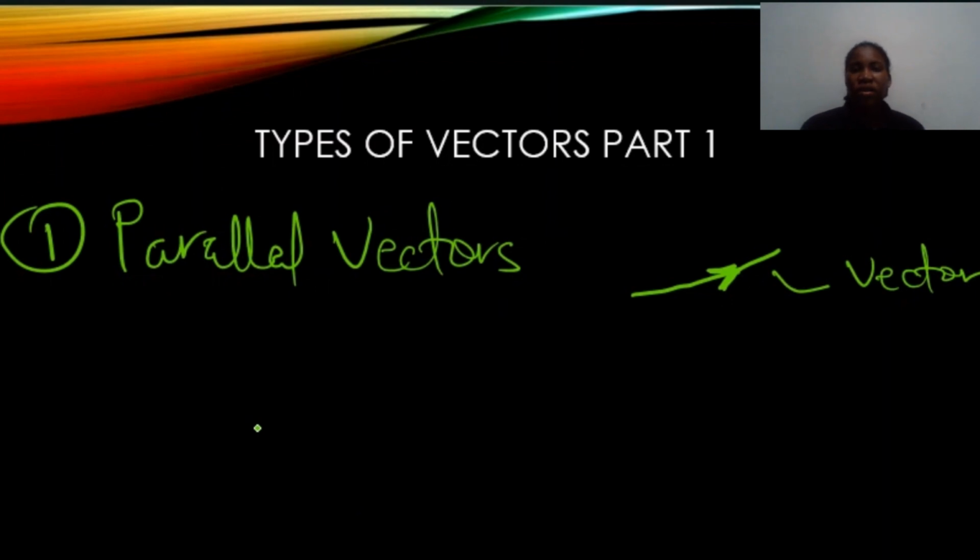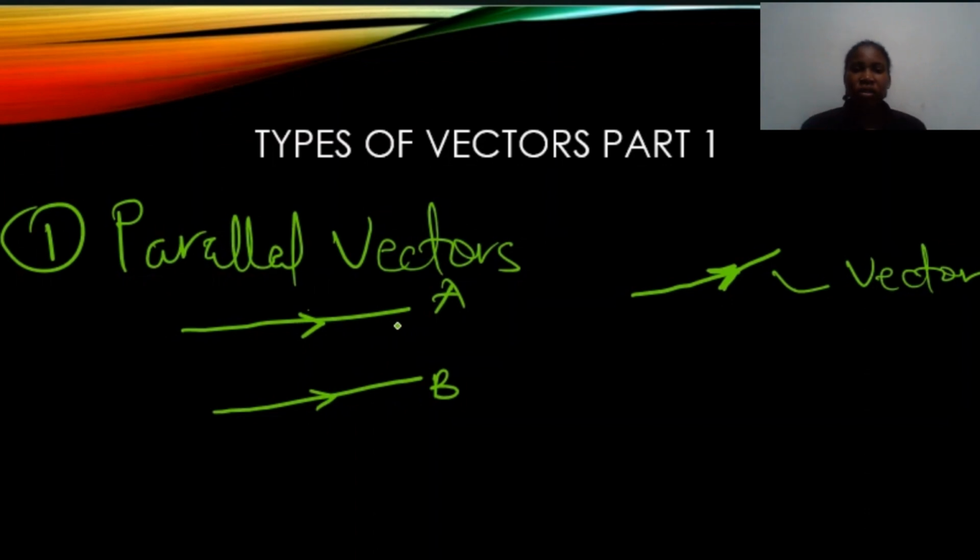Two vectors are said to be parallel when they are not inclined at an angle. In basic math, just as parallel lines never meet, the same applies to parallel vectors. Parallel vectors never meet. Let's say this is vector A and this is vector B. These two vectors would never meet, and hence they are called parallel vectors.